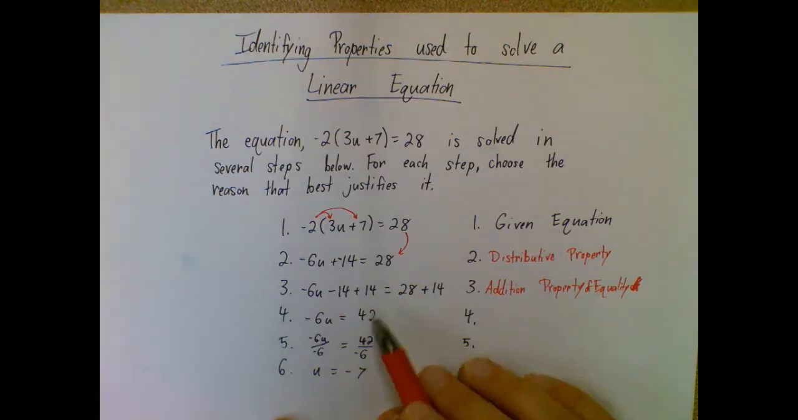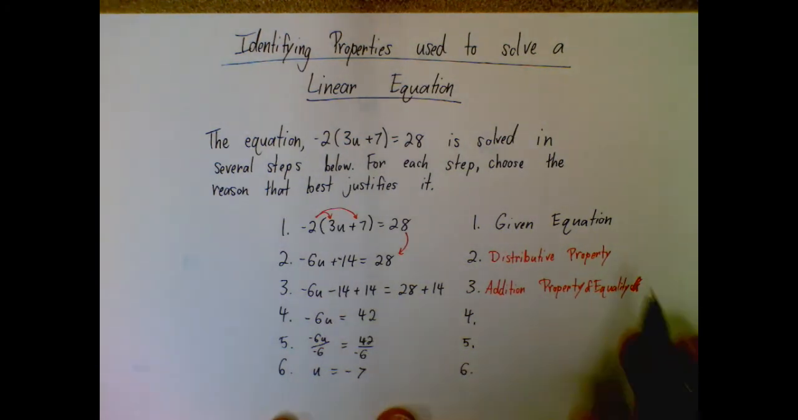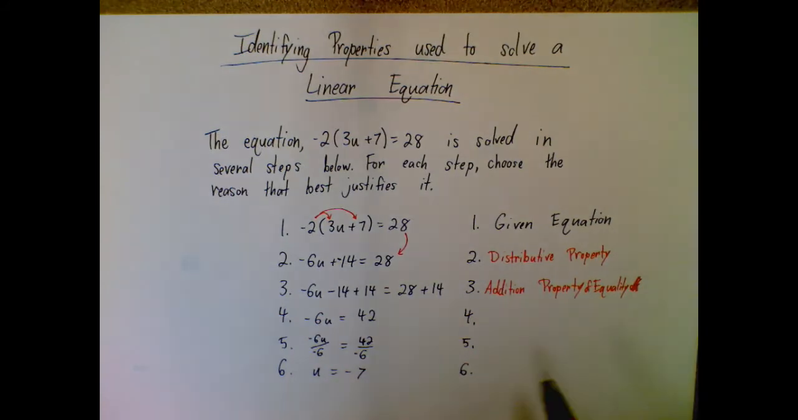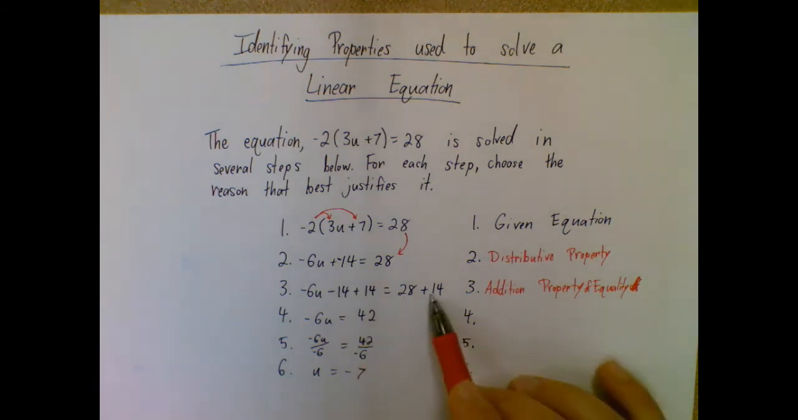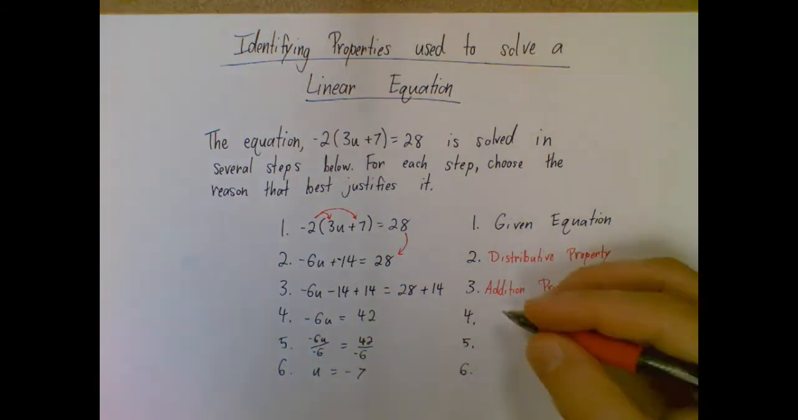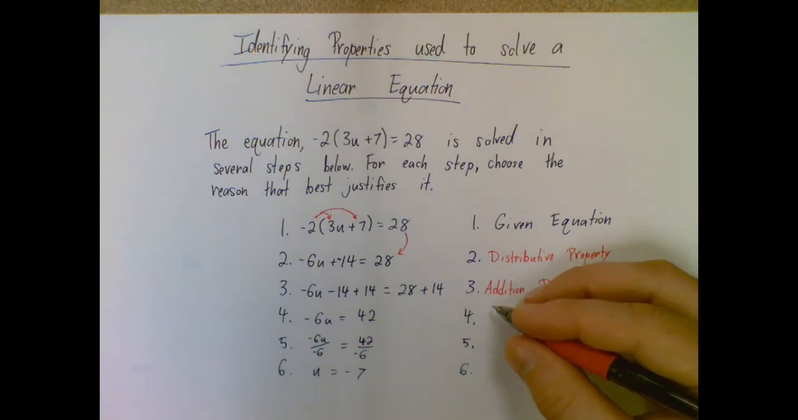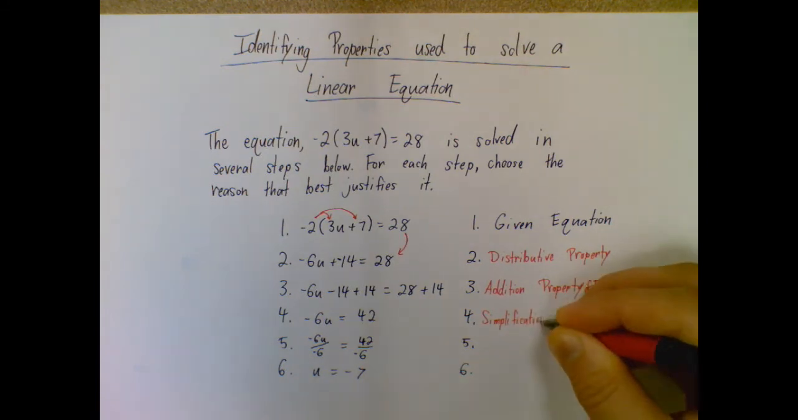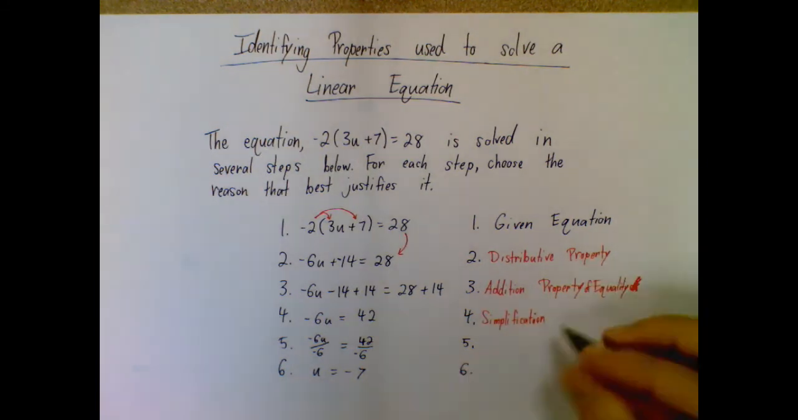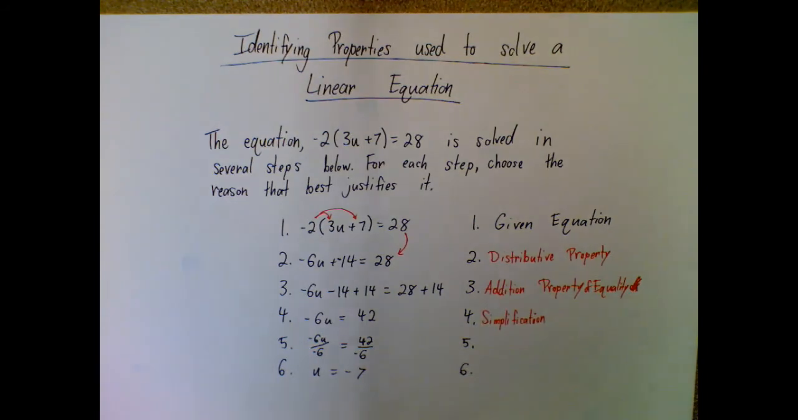All right, then down here, this one is weird because what do you call it? So they just cleaned this up. Negative 14 plus 14 drops out and gives you 0. 28 plus 14 is 42. So in ALEKS, they just call this simplification, usually. Sometimes they use a different thing, but it's something to that extent, depending on which question you're doing.